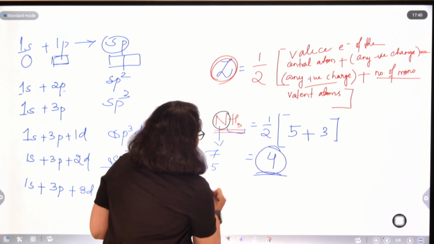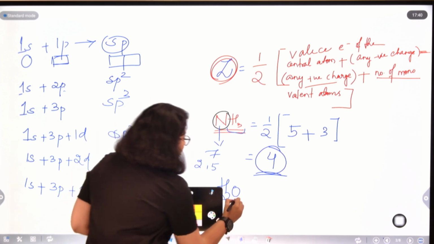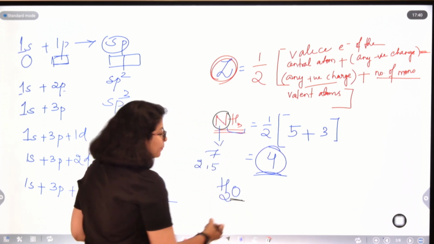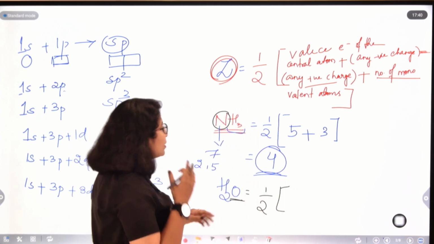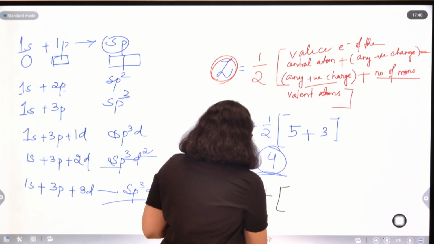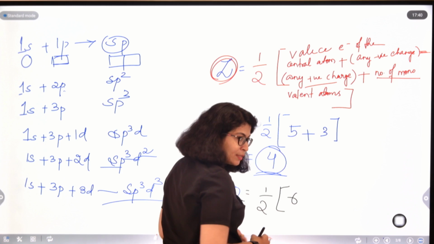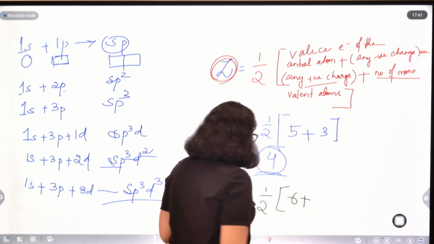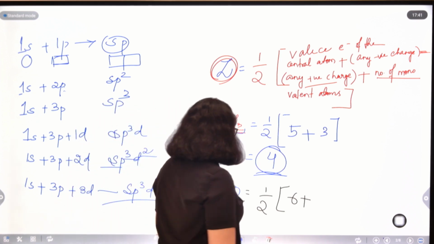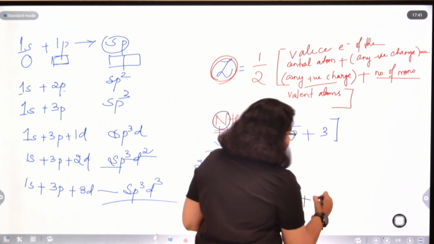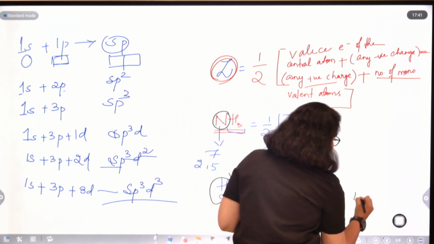Now if I say water, H2O, and here I will say find out the hybridization of oxygen. How will you find? Same, half of valence electrons. How many valence electrons? Oxygen has atomic number 8, so the configuration will be 2, 6. The number of valence electrons is 6. Plus any positive charge? No. Any negative charge? No. The number of monovalent atoms here is 2, because 2 hydrogen atoms. Again 6 plus 2, 8 by 2, it is 4.